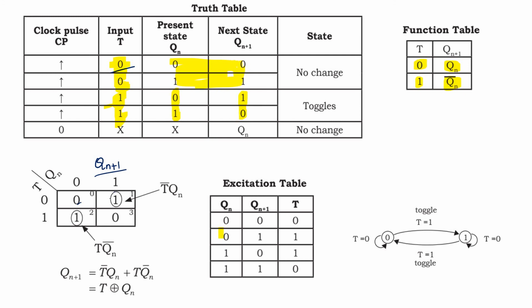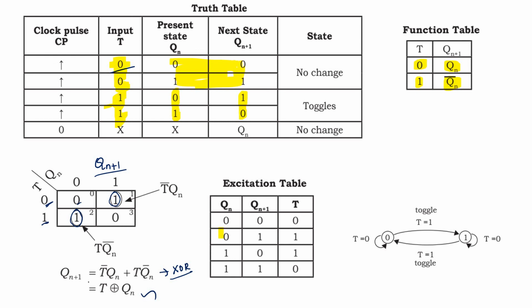And see here, only one, we have to circle it because there are no neighboring cells, the same one. So single one is circled here. What is the value? This is T bar into Qn, and this one is T into Qn bar. So addition of both, we get Qn plus 1, that is T bar Qn plus T Qn bar. This looks like an XOR gate. So T XOR Qn. So this is the characteristic equation of the T flip-flop.